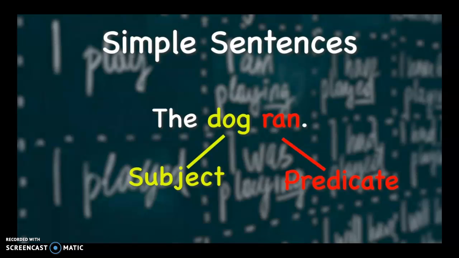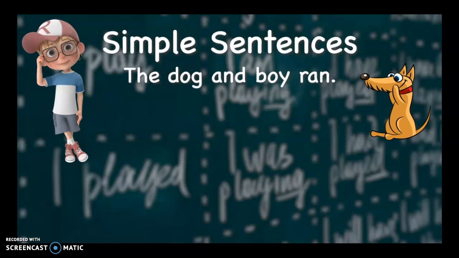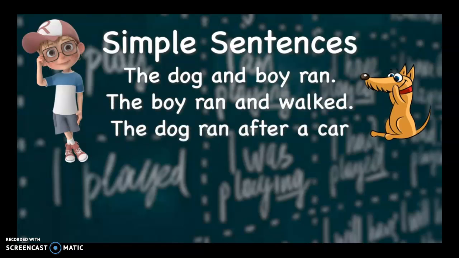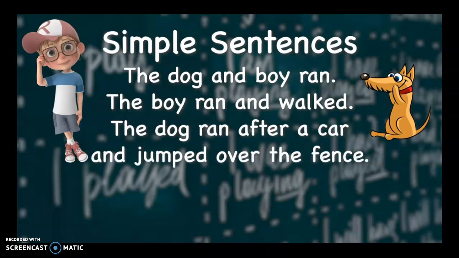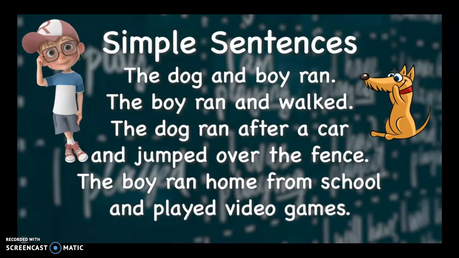It's that simple. But even if we add more information to the sentence, it's still a simple sentence. For example, the dog and boy ran. The boy ran and walked. The dog ran after a car and jumped over the fence. The boy ran home from school and played video games. Those are all simple sentences.